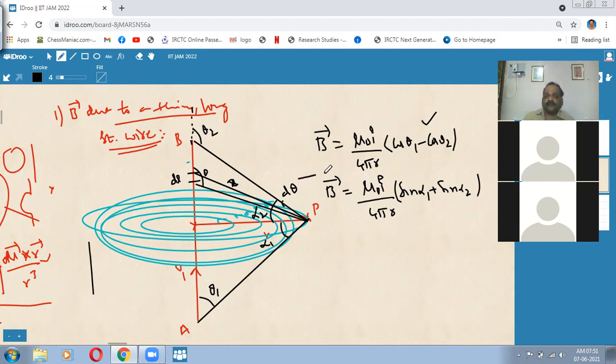This is a general formula for any wire of length L whose endpoints subtend angles theta 1 and theta 2 at a perpendicular distance r from the wire. Remember, this r is the perpendicular distance from the wire, and I is the current in the wire. Now, the first special case we will see today: case one, of an infinitely long wire.